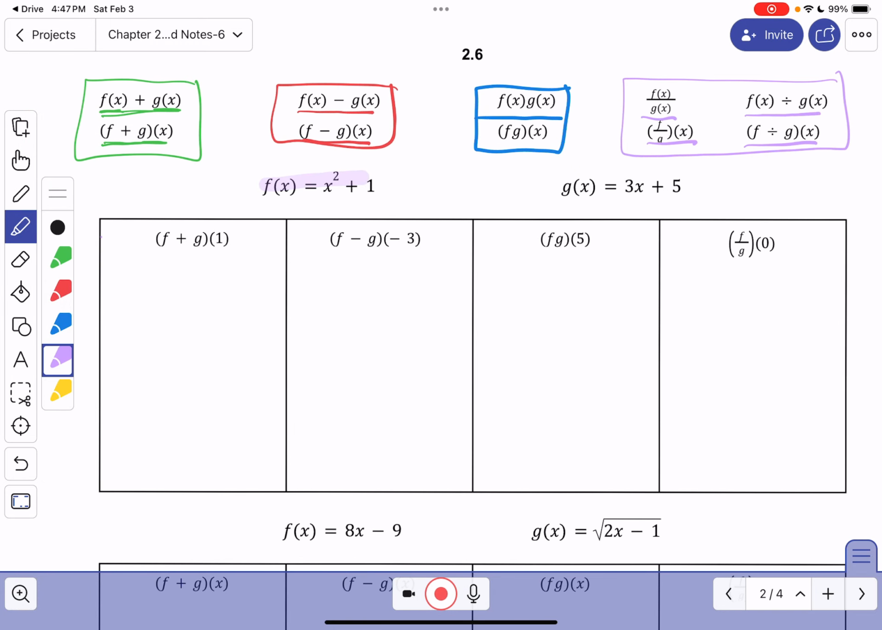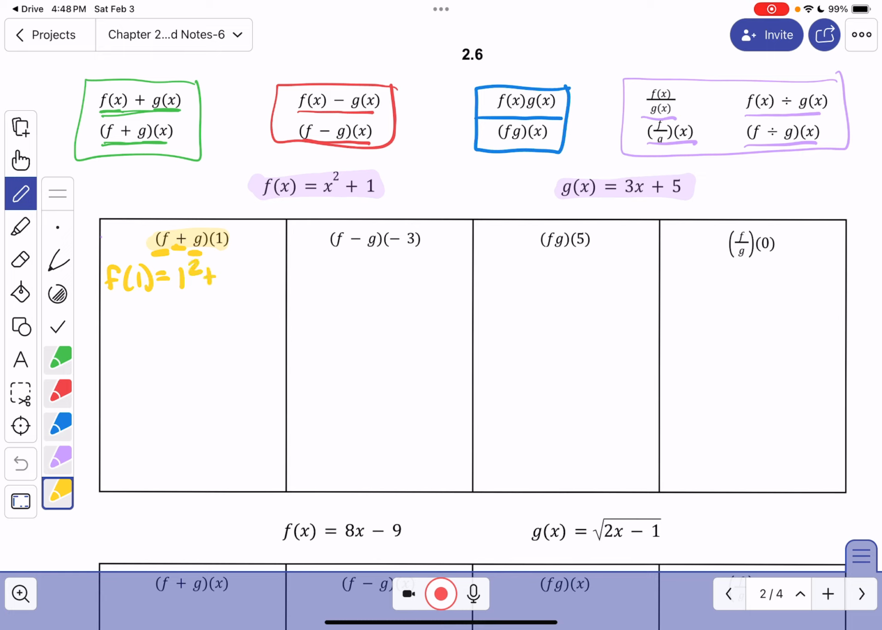Here we have f of x equals x squared plus 1, g of x equals 3x plus 5. The first problem is asking us f plus g of 1. So what that means is we plug 1 into f of x, plug 1 into g of x, and then add those answers together. So f of 1 is going to be 1 squared plus 1, which is 2. G of 1, using this equation over here, is going to be 3 times 1 plus 5, which gives us 8. And then we add them together, so 2 plus 8 is 10.